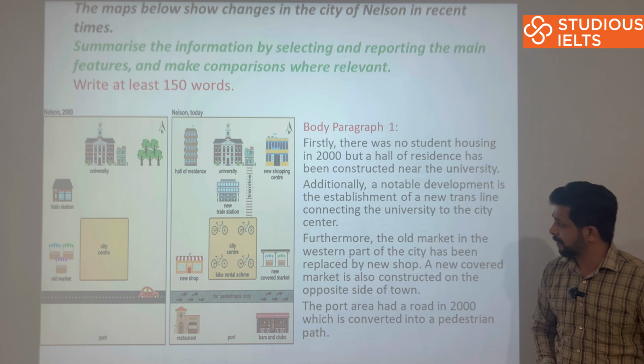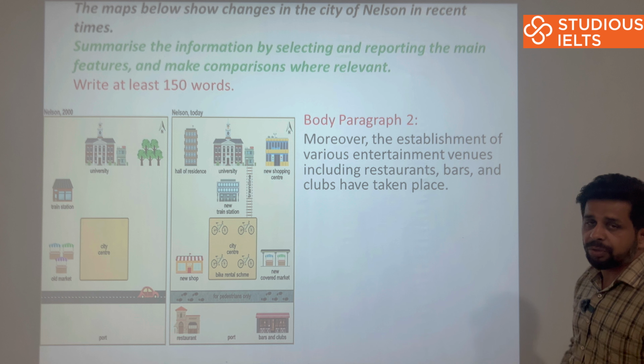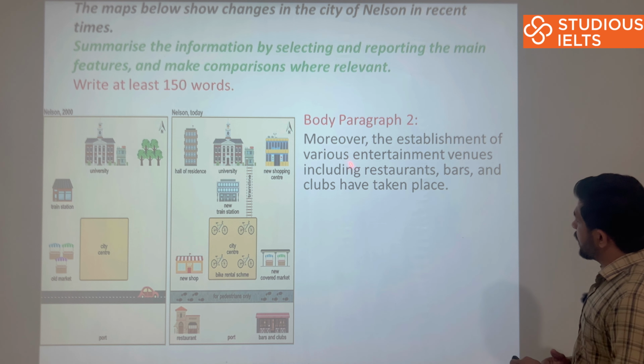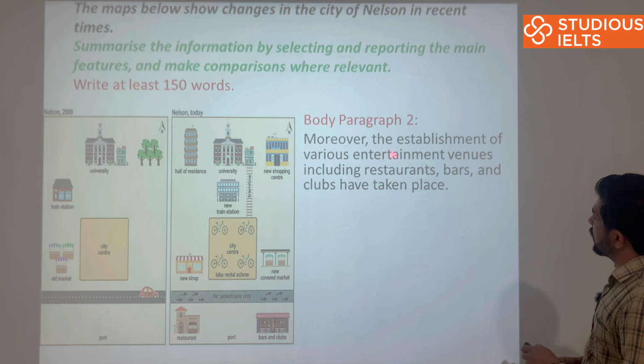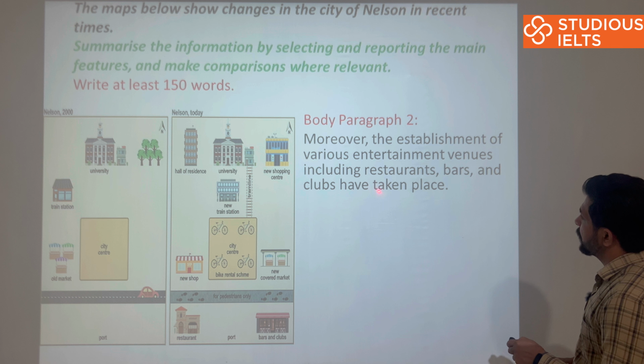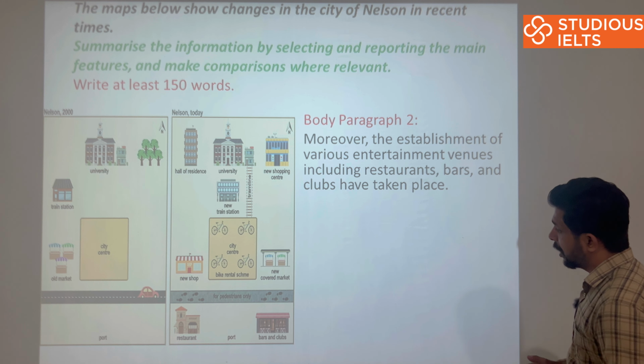All right, moving ahead, in body paragraph 2, we are going to talk about some more changes that took place in the map. It says, moreover, the establishment of various entertainment venues, including restaurants, bars, and clubs, has taken place. So, some more changes can be seen in the map, like this.